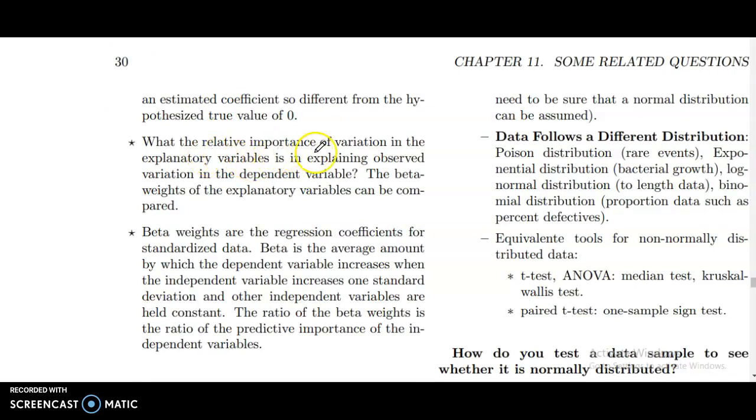What is the relative importance of variations in the explanatory variables in explaining observed variation in the dependent variable? The beta weights of the explanatory variables can be compared.